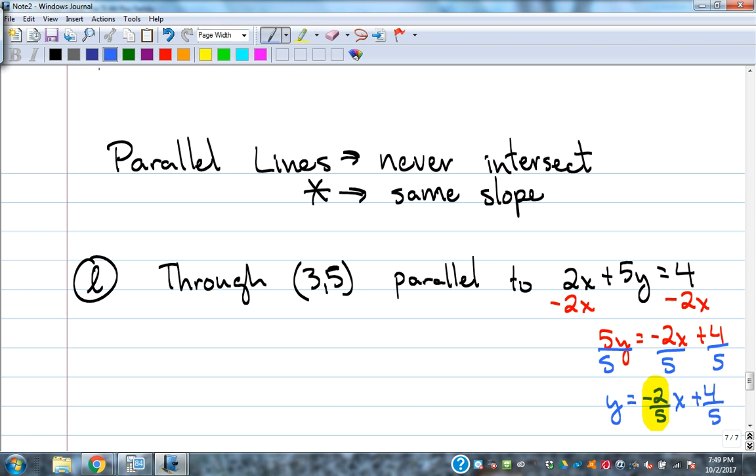So let's start with point-slope form. y minus 5 equals negative 2/5 times (x minus 3). There's point-slope.